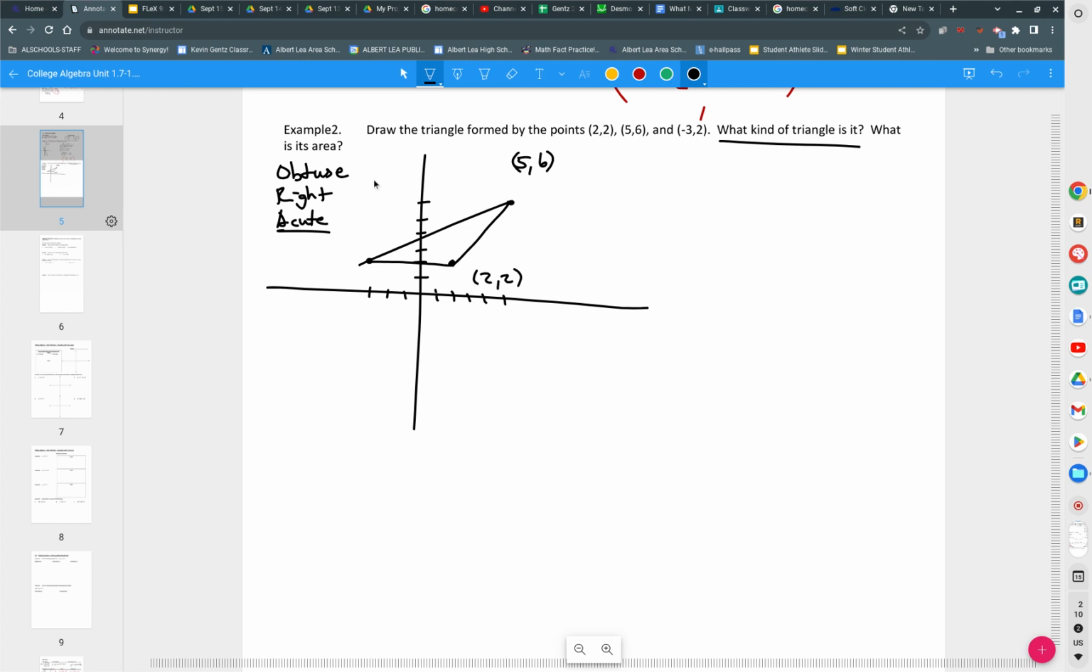So obtuse, acute, and right, those are classifications according to angles, right? So those are not classifications according to sides. Sides, you have scalene, which means that none of the sides are the same. You also have isosceles, which means 2 of the sides are the same. And then you have your equilateral, which means that all of the sides are the same. We would like to show which one this is. Any guess on which one this is? Isosceles. You think it's isosceles, so we would need to show them that 2 of the sides are the same.